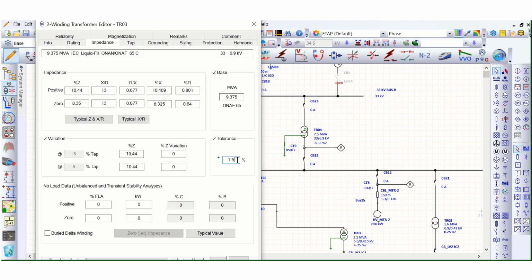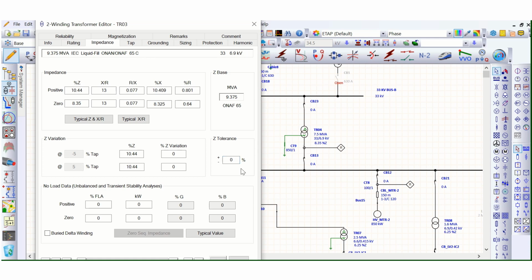So this is applicable for the design stage. But whenever the transformer is already manufactured and you are at an advanced stage of the project, at that time you need to revalidate with the transformer test report impedance. In that transformer test report, the actual transformer impedance will be there. So you need to put here the actual impedance, let's say 10.7%, that is the actual value. But in that case, this tolerance should not be considered. This should be zero.